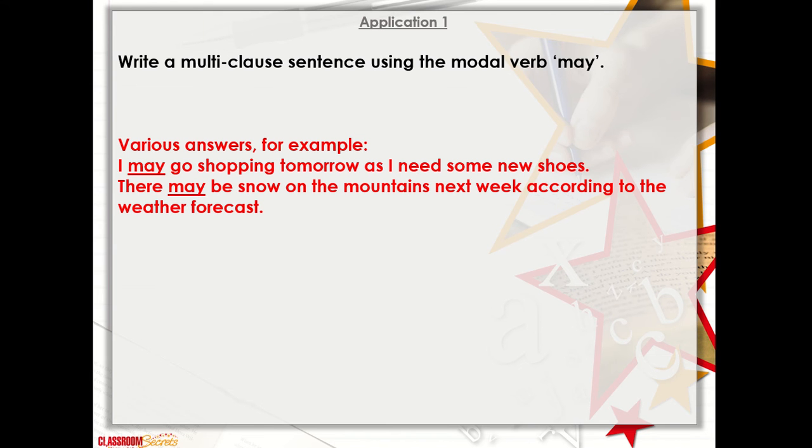Okay, now I wonder what sentence you've written. Let's have a look at the example on here. You could have various ones. I may go shopping tomorrow as I need some new shoes. Again, as I said before, you could use the word might. I might go shopping tomorrow as I need some new shoes. So may is another word for might. There may be snow on the mountains next week, according to the weather forecast. That could be there might be snow on the mountains next week. So if you're going to use the word might, then you could change it for may. That would work as well.